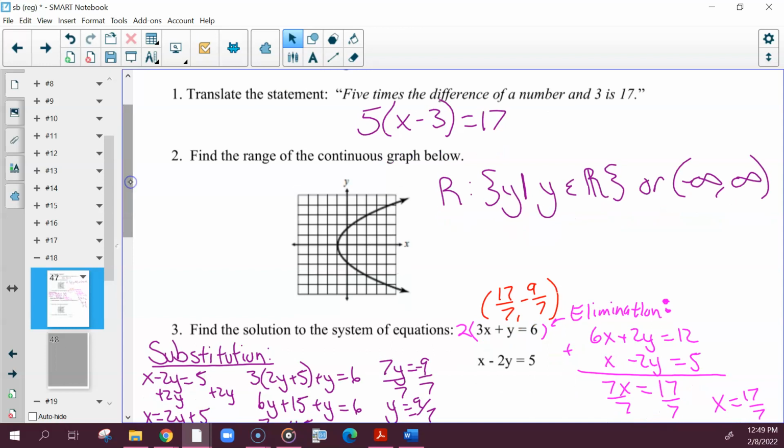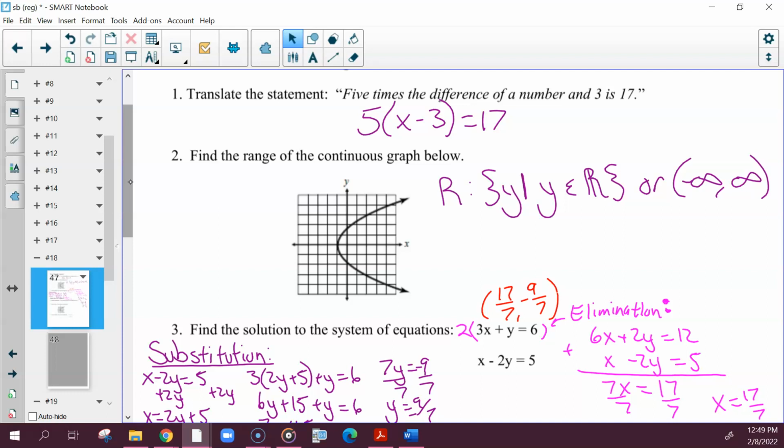Alright, for number 1, you needed to translate this. 5 times the difference of a number and 3 is 17. So 5 times (x minus 3) equals 17. Your x doesn't have to be x, it could be whatever variable you want. But because 5 is being multiplied to the difference of, 5 needs to be multiplied to everything. It can't just be to the x, to the 3.